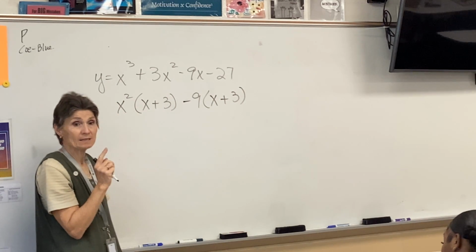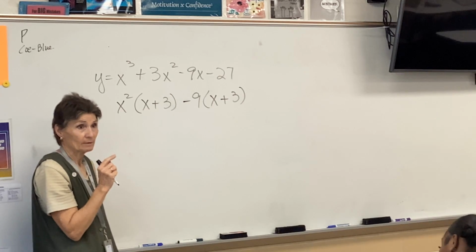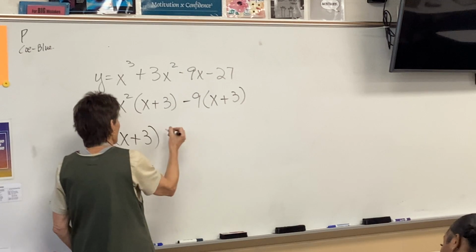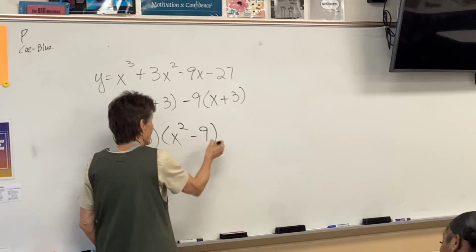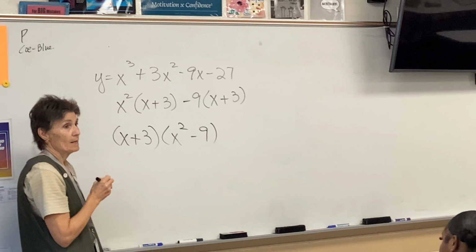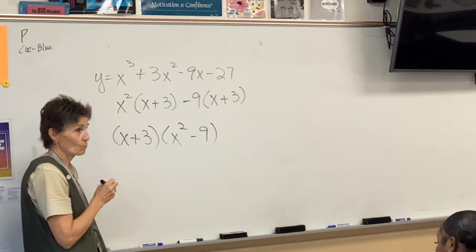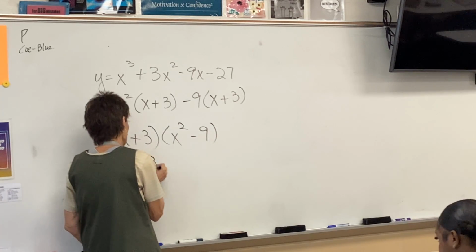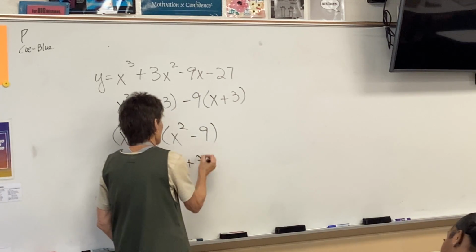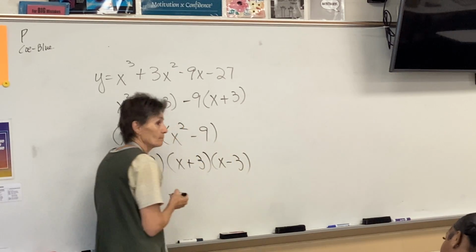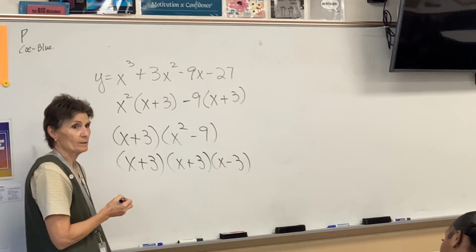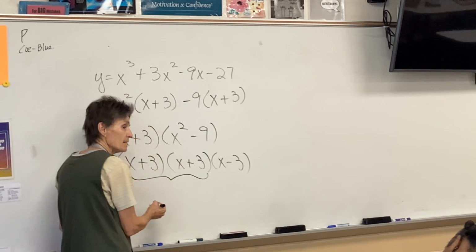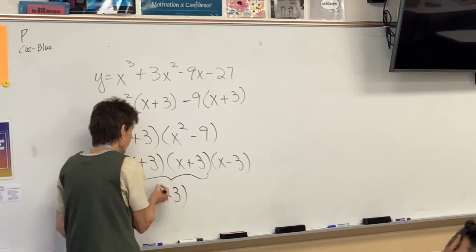which is the key, right? That match there. So I have my x plus 3, my match, and then I have x squared minus 9. And what do I know about x squared minus 9? It is (x plus 3)(x minus 3). Uh-oh, what do you notice? You have two of them that are the same, so could that be written like this?